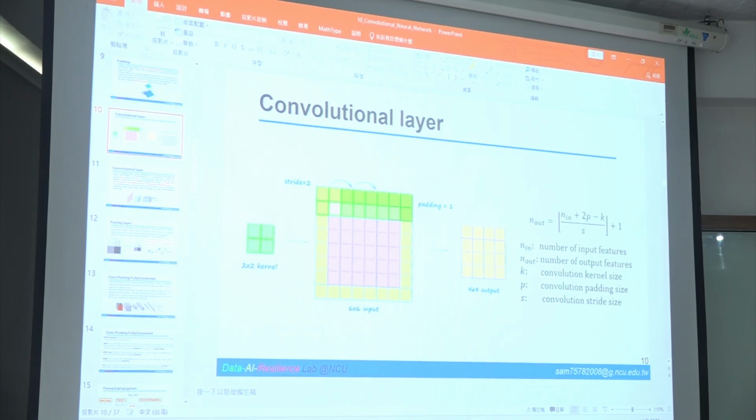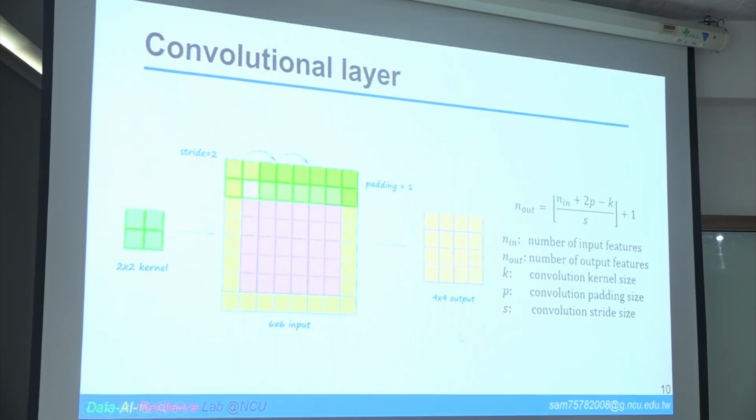And today what we're going to do is use the CNN model to do the classifications, right? Because our input will be images, right? So here is a quick review.